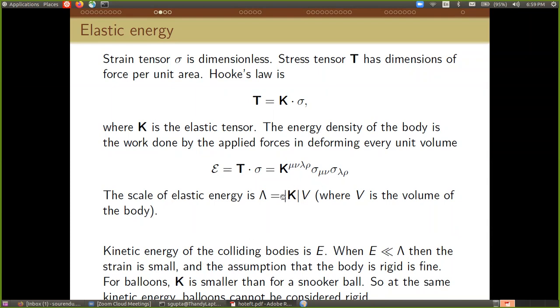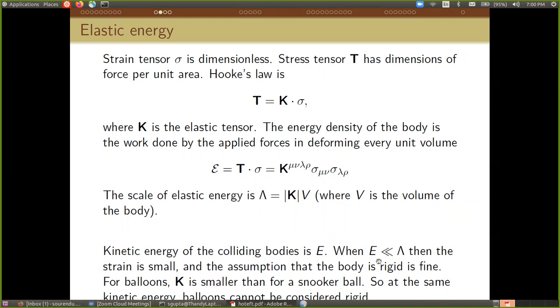So this K depends upon which body you're talking about. If you're talking about snooker balls, then it has a certain K. And when you're talking about balloons, then K is much smaller. That's why balloons can be deformed easily. So if you have the same kinetic energy for two balloons and two snooker balls, it may happen that the snooker balls can be considered to be rigid, but at that energy, the balloons cannot be considered rigid. So that's the difference between the collisions of two snooker balls or two cricket balls or two ball bearings and the collision of two balloons.